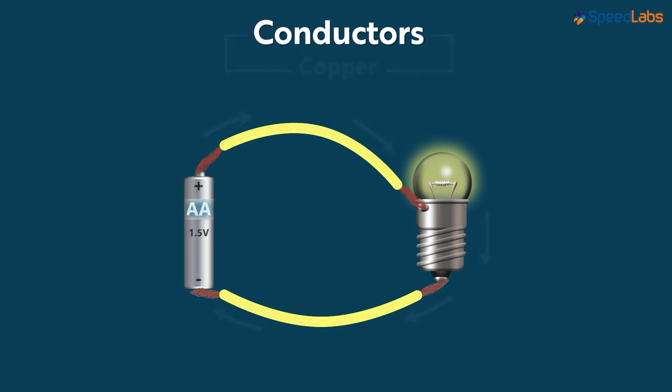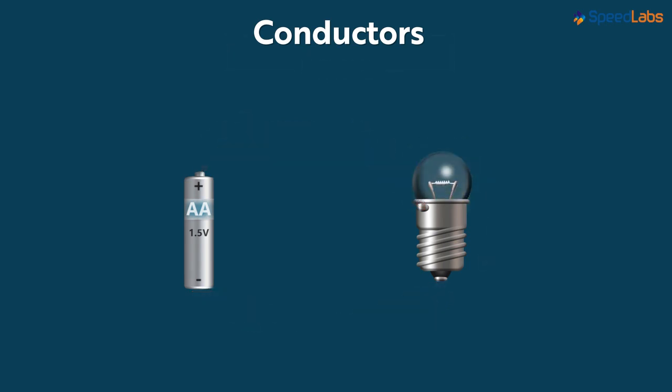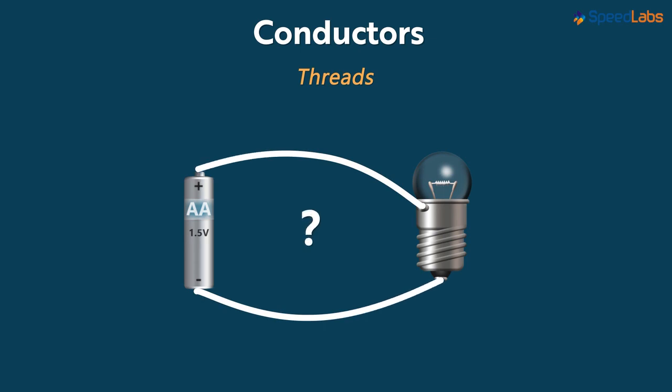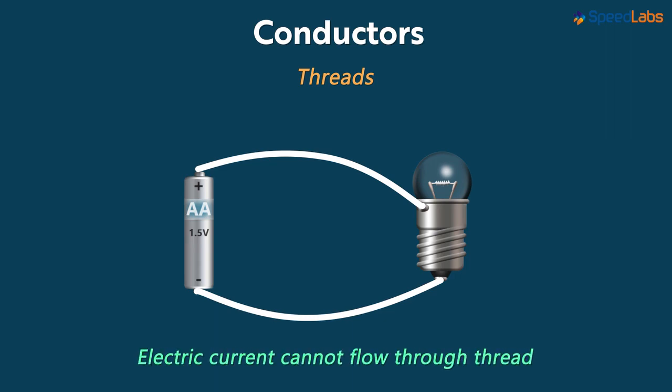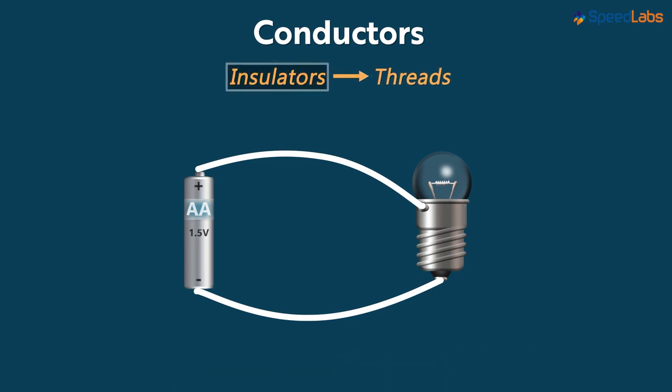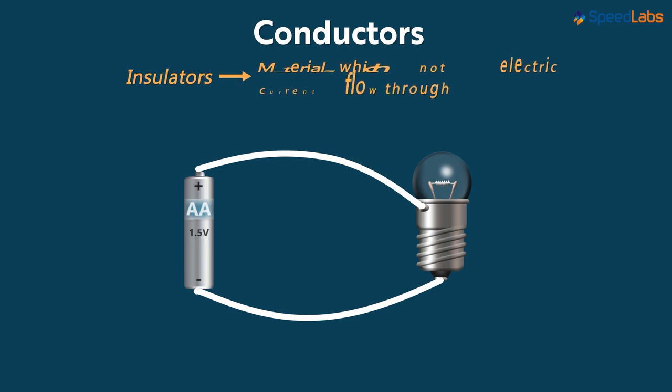Now, instead of copper wires, what if we use pieces of threads in the circuit? Will the bulb glow in that case? No, it won't. Why? Because the electric current cannot flow through a piece of thread. Such materials are called insulators. So how do we define this term? Give it a try. These are the materials which do not allow the electric current to flow through them.